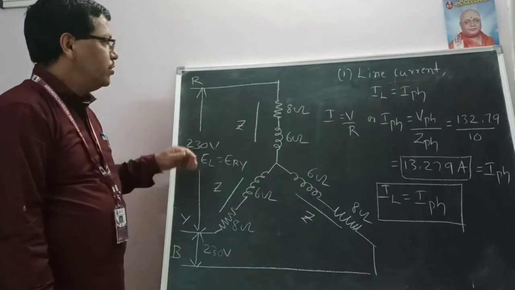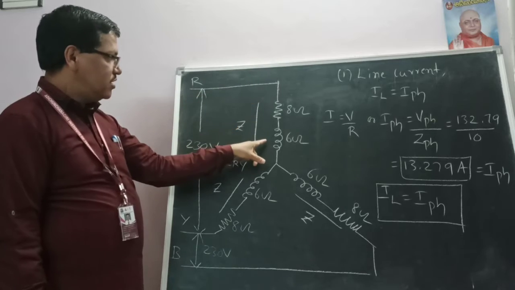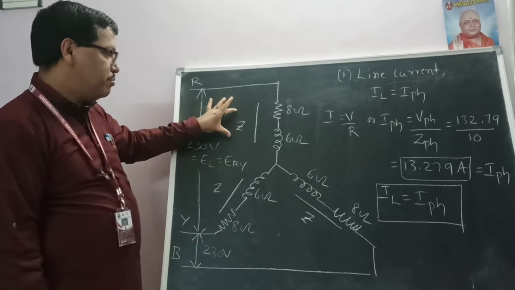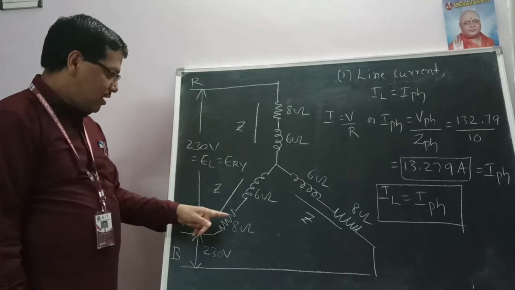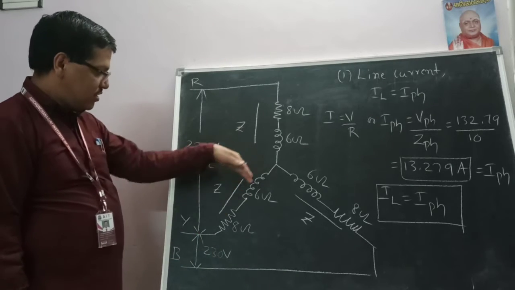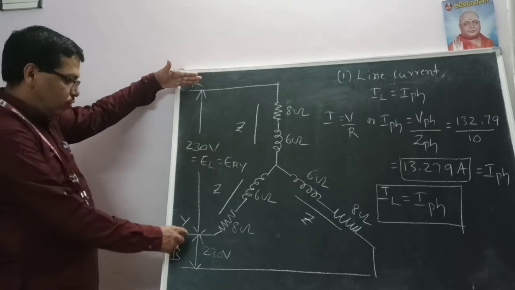So according to 8 + j6 ohms, 8 is the resistive part and this is the inductive part. This is the total impedance. Then here also 8 and 6, here also 8 and 6. You can write this in reverse manner also, no problem. So both are the same. So here R to Y.